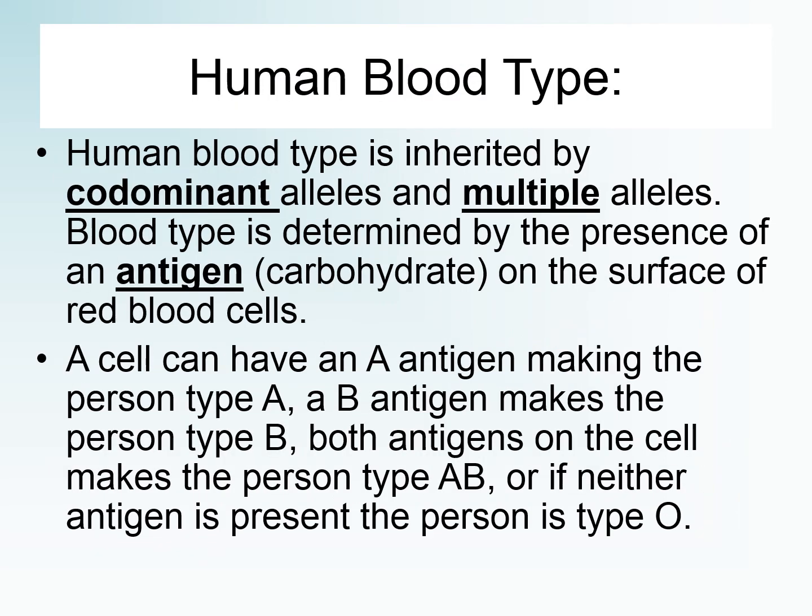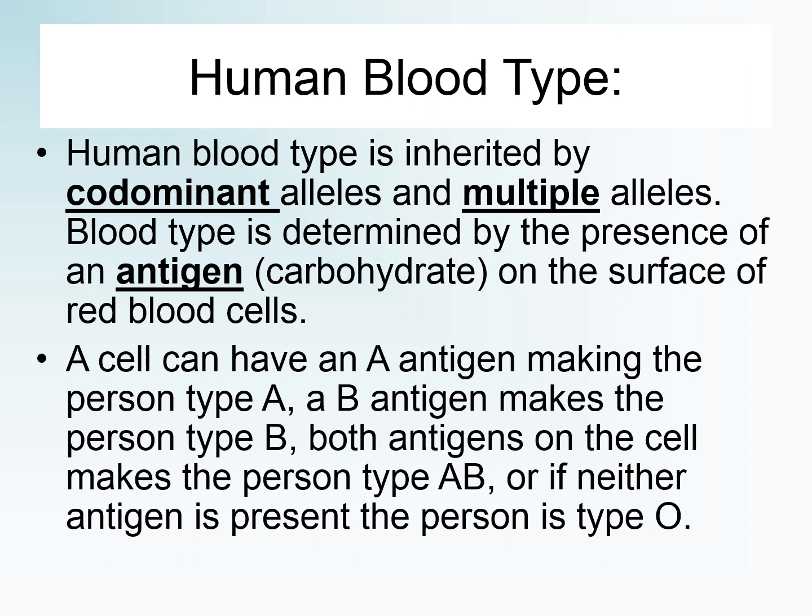Now, human blood is also an example of codominance, but it's also an example of another complex pattern of inheritance called multiple alleles. Blood type is determined by the presence of an antigen, and an antigen is just a small little carbohydrate on the surface of the red blood cells. So a cell can have an A antigen on its surface, and that would make that person have what is known as type A blood.